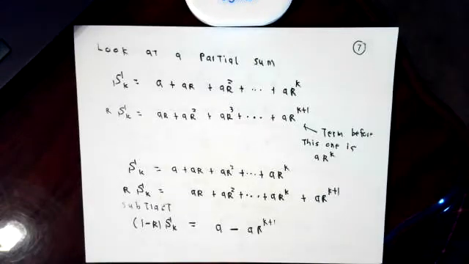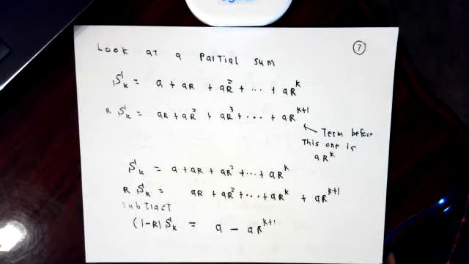If I write out a partial sum, S sub K, it's going to be A plus AR, and I'm going to continue adding terms until I get out to the A times R to the K power term. Now, once again, this only has a finite number of terms in it. This is something that a person who knows college algebra would be comfortable with.